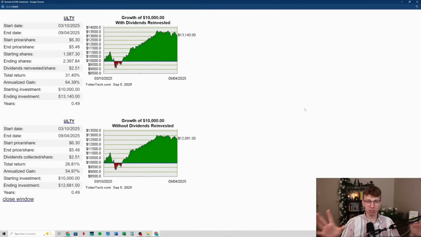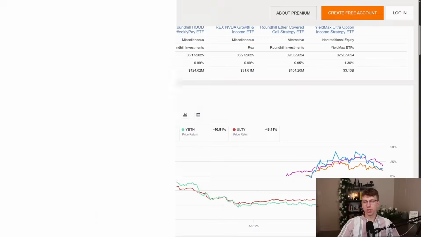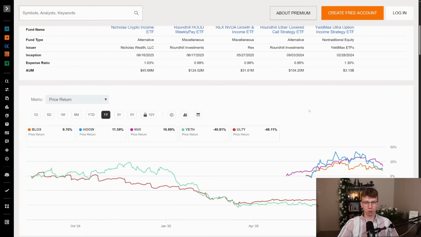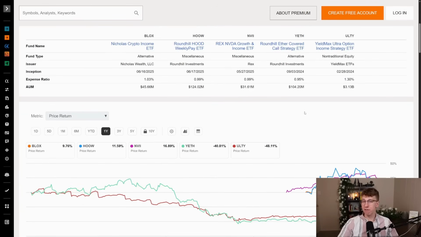But first, we have to see our performance for our 5 weekly payers that are going to get us daily dividends. Using Seeking Alpha's comparison tool, we have our 5 finalists. We have Blocks, HOOW, NVII, YETH, and ULTY. We can see the expense ratios are pretty similar, with ULTY being the highest and YETH being the lowest. Woo woo, let's go. I love paying less, but the rest are all around that 1% range.